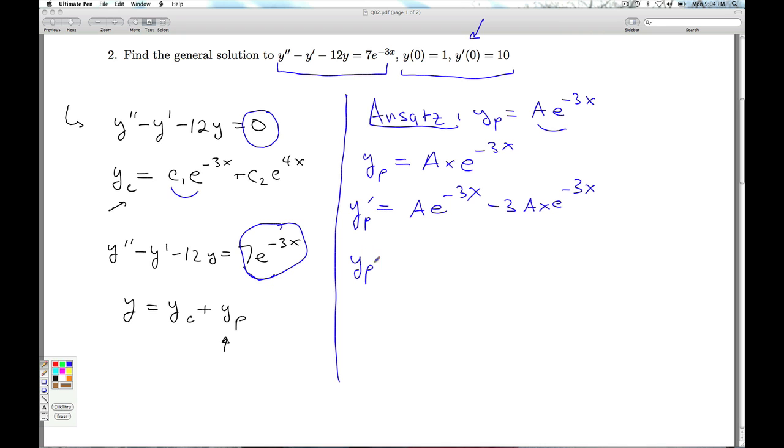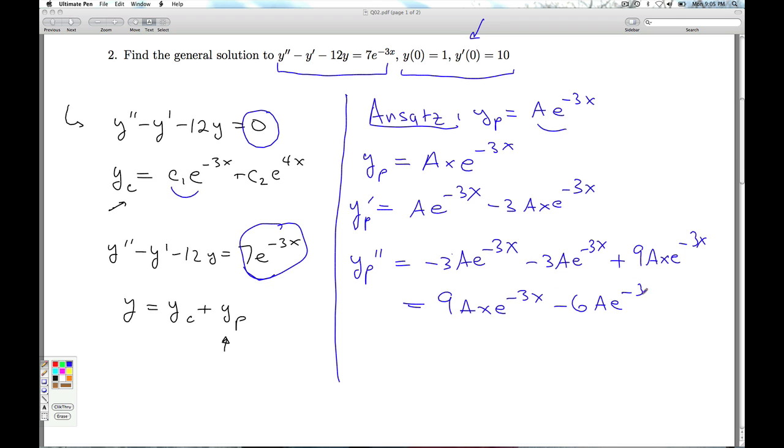And then we take the derivative again. Minus 3a e to the minus 3x minus 3a e to the minus 3x plus 9ax e to the minus 3x. And so we get 9ax e to the minus 3x minus 6a e to the minus 3x. So that's yp double prime. And what we do is we substitute these into the non-homogeneous differential equation.